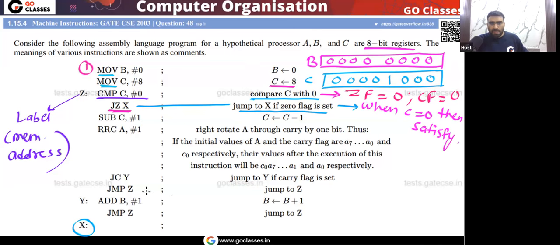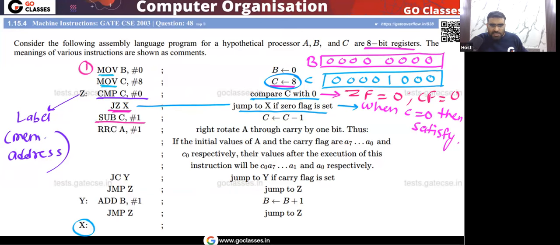Yes or no? Is this clear? Very simple. So when C will become zero, actually C is 8 right now, but when C becomes zero, this condition will be satisfied and you will jump to X. Right now this condition is not satisfied because you can easily see the zero flag is not set. Now you will go to the next instruction, that is your subtraction instruction.